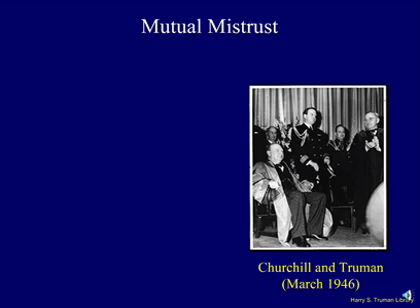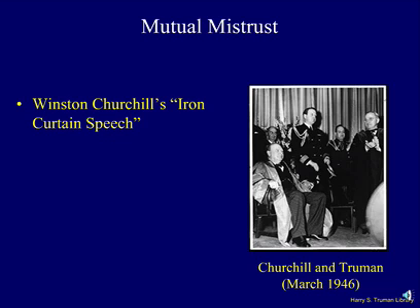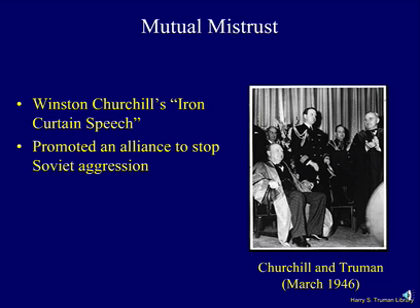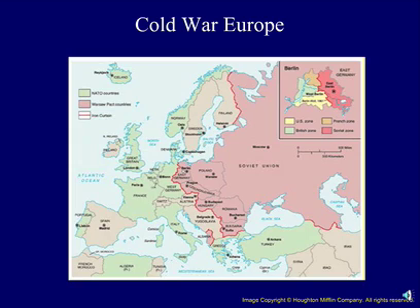The reality of events in Eastern Europe came to the forefront when Winston Churchill delivered his famous Iron Curtain speech in March of 1946. He argued that an Iron Curtain had spread across Eastern Europe and called for an alliance of all English-speaking people to stop Soviet aggression. This map identifies the Iron Curtain as described by Winston Churchill. From Poland and East Germany in the north to Bulgaria in the south, we see a sphere of influence designed to provide a buffer to protect the Soviet Union from invasion.